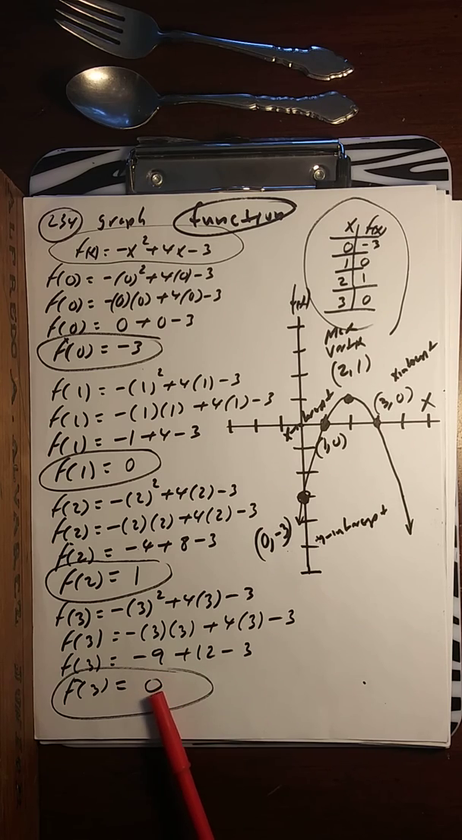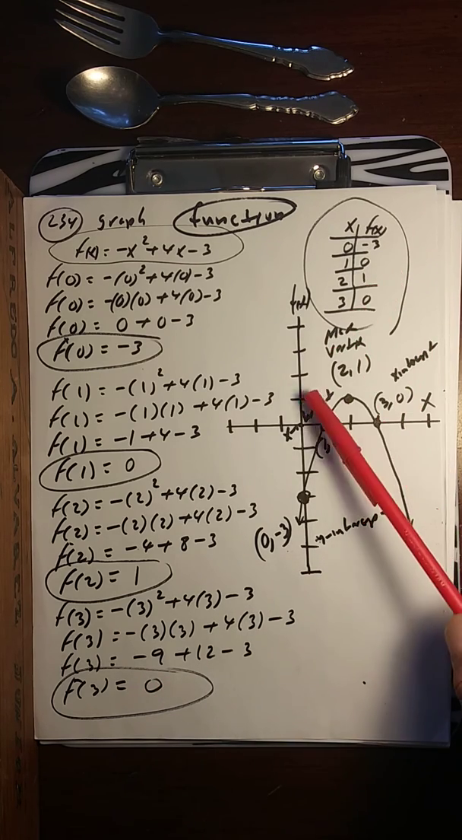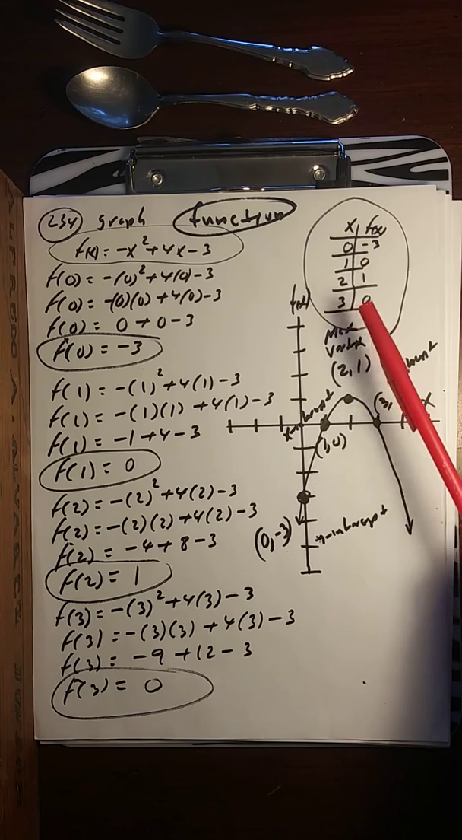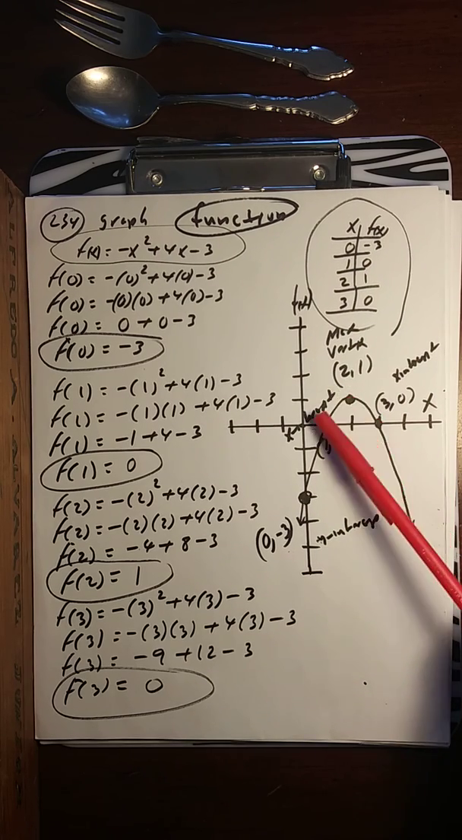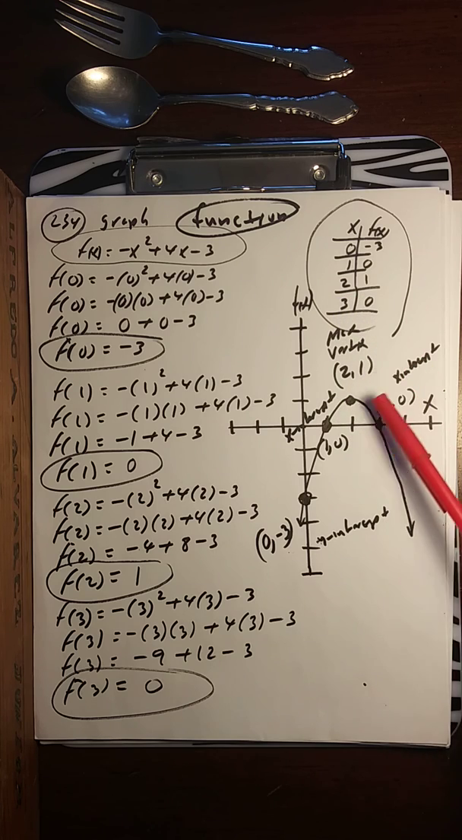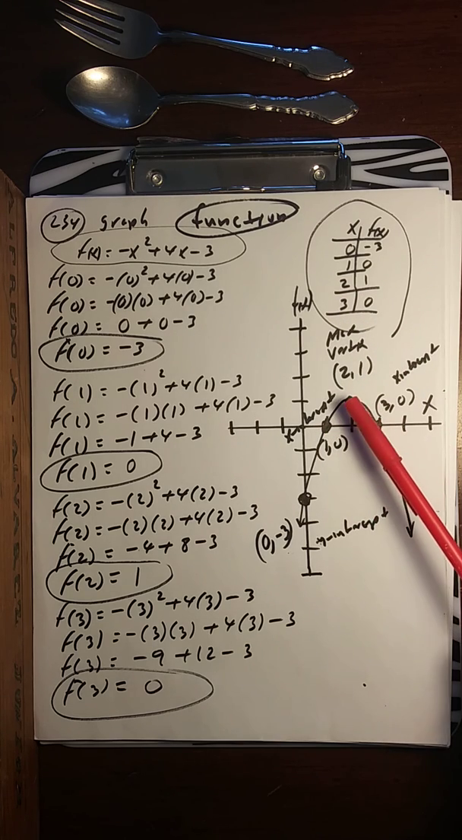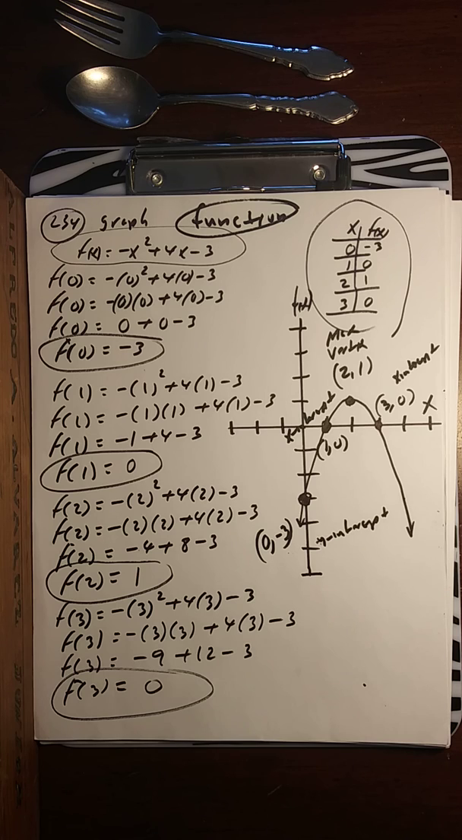So the answer is what? 0. So put the numbers in there. 0, negative 3, the y-intercept. Then 1, 0 right there. Then 2 and 1, that's the max vertex. And 3 and 0 right there. That's x-intercept, x-intercept, the max, the y-intercept. All right, that's the end of it.